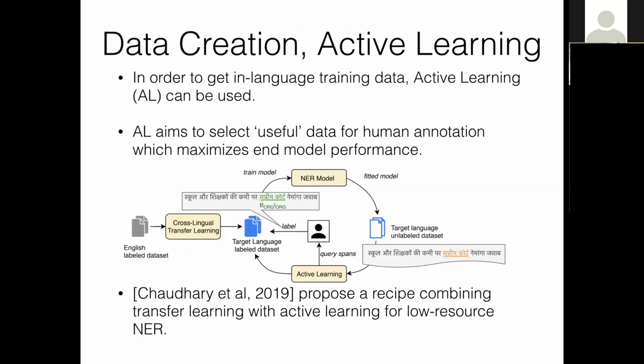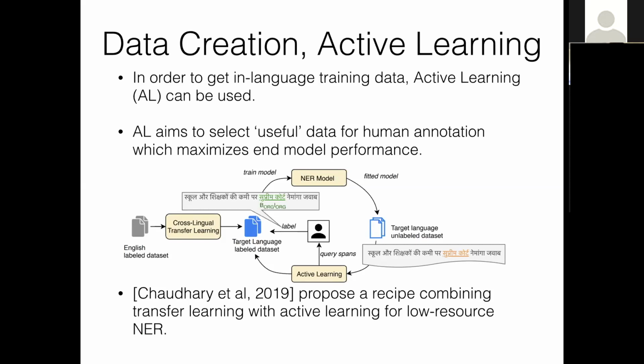Another way to create in-language training data is through active learning. Active learning is a family of methods which aims to select useful or informative data for human annotation, such that it maximizes the end model performance. Here we have proposed a recipe which combines both transfer learning and active learning for low-resource NER.